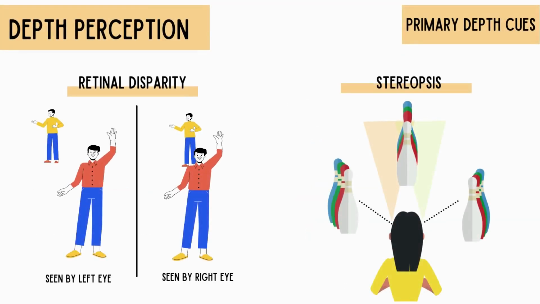Depth perception is the ability to see things in three dimensions, including length, width and depth, and to judge how far away an object is. The primary depth cues are: 1. Retinal disparity. It is defined as the way that your left eye and your right eye view slightly different images. 2. Stereopsis. It is the process by which the different images of the world received by each eye are combined to produce a single three-dimensional experience.